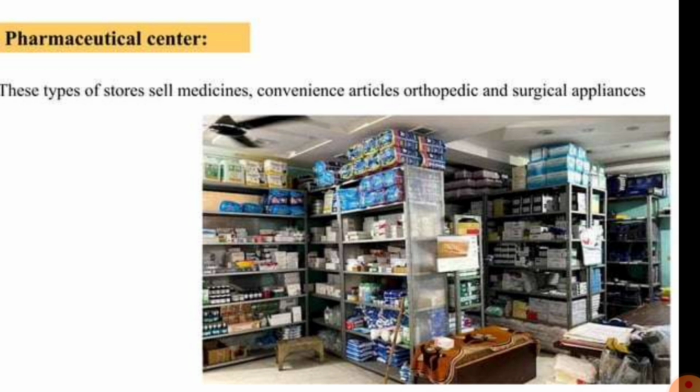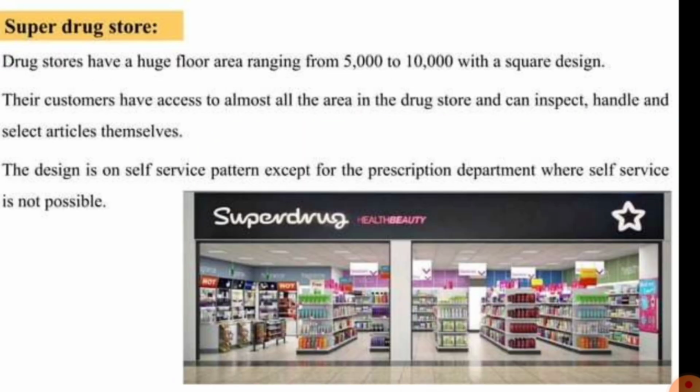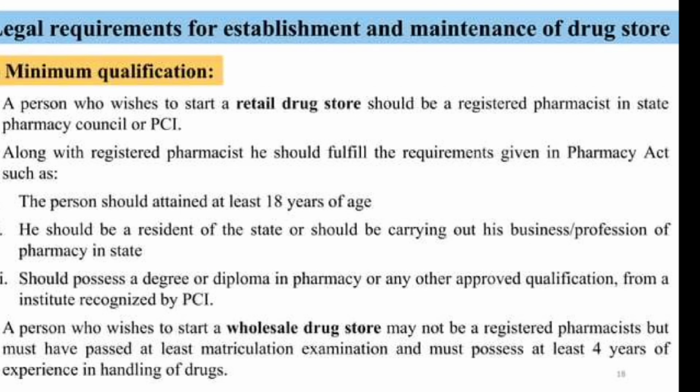Next is the pharmaceutical center. These types of stores sell medicines, convenience articles, and orthopedic and surgical appliances. Then the super drugstore. These drugstores have a huge floor area, ranging from 5,000 to 10,000 square feet, with a square design. Their customers have access to almost all the area in the drugstore and can inspect, handle and select the articles themselves. The design is on the self-service pattern except for the prescription department, where self-service is not possible.